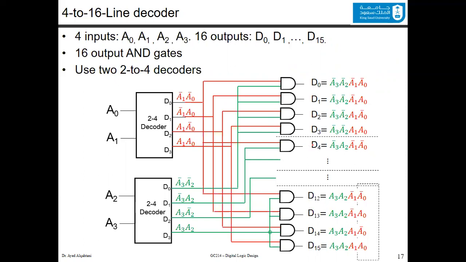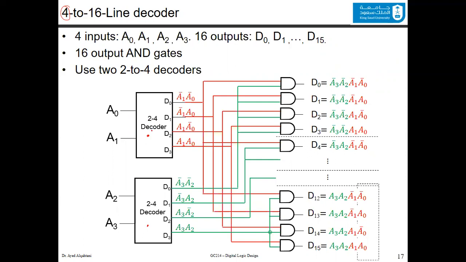I defined them in 4 groups, and I drew the first group and also the last group. And I also drew the first AND of the second group. I don't have enough space in this slide to list all of the ANDs. Since 4 is an even number, we will use 2 to 4 decoders. This is the first one, and this is the second one.